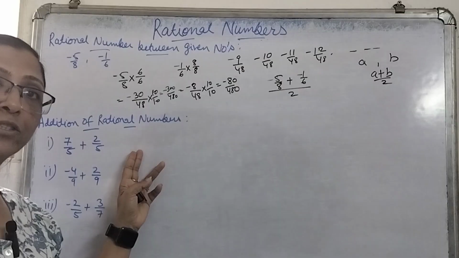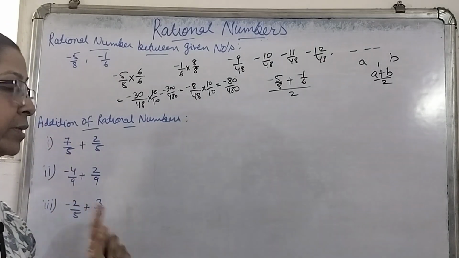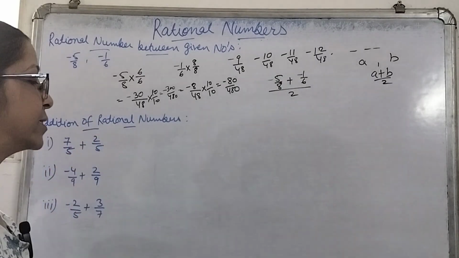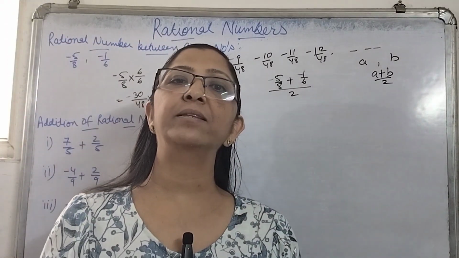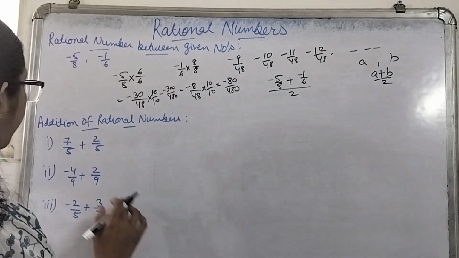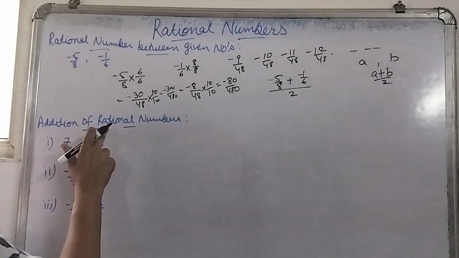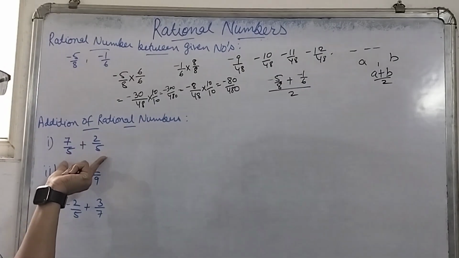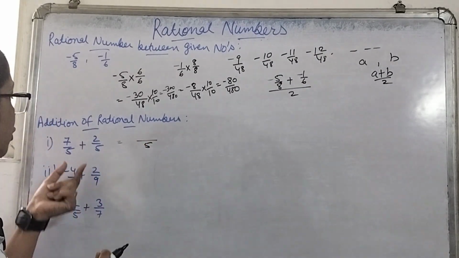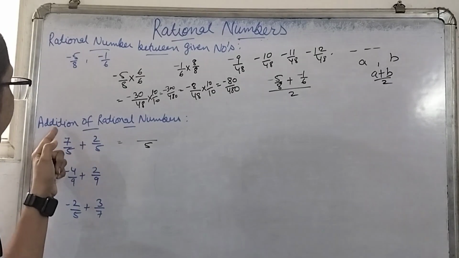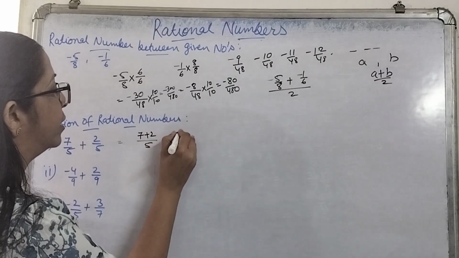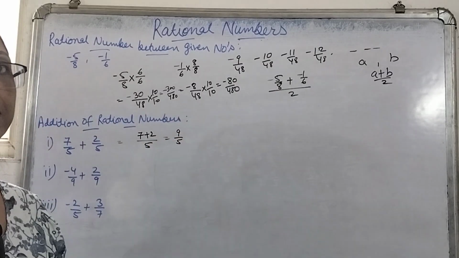There are again two conditions: when the denominators are the same and when the denominators are different. When the denominators are the same, we keep the same denominator and add the numerators. Now take 7 upon 5 and 2 upon 5. We need to add these two rational numbers. We keep the denominator the same, so the denominator will be 5 only and the numerators are 7 and 2. We add the numerators: 7 plus 2 is 9, so 9 upon 5 will be the answer.